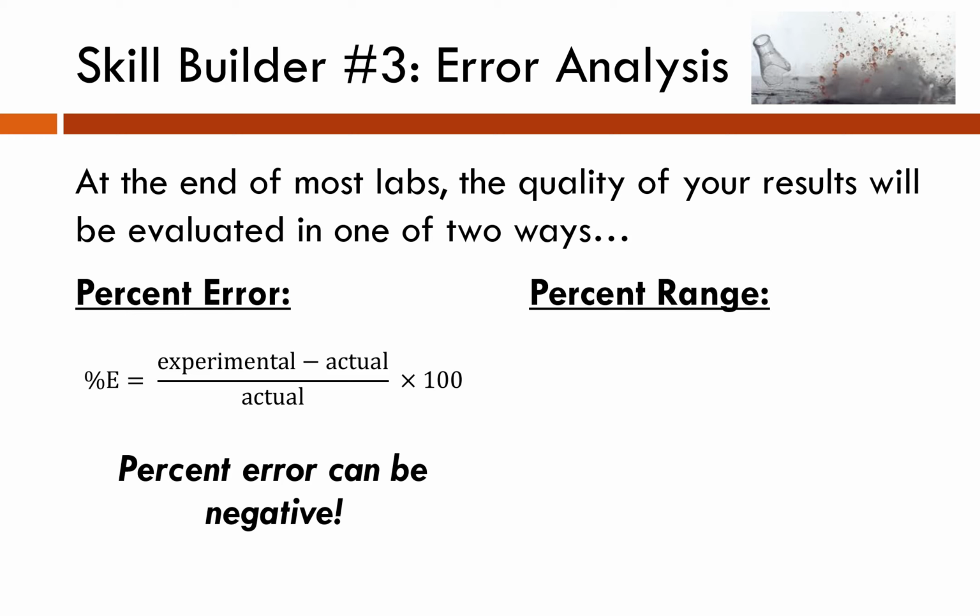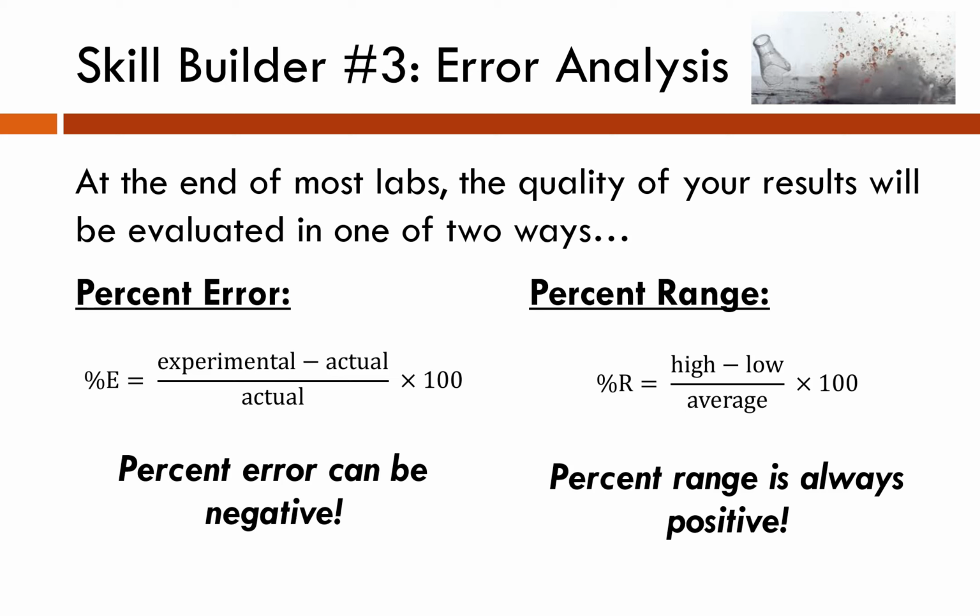The other means that we can use to evaluate data is percent range. You might not be familiar with this one. Anytime that you're doing really anything in the lab, you tend to do it multiple times. So to calculate the percent range, you're going to take the highest value minus the lowest value that you've either measured or calculated, and then divide by the average of those values and multiply by 100. Due to the nature of this calculation, percent range is always going to be positive. For this video, I want to focus on percent error. We'll cover percent range in more detail as we get into those specific labs.